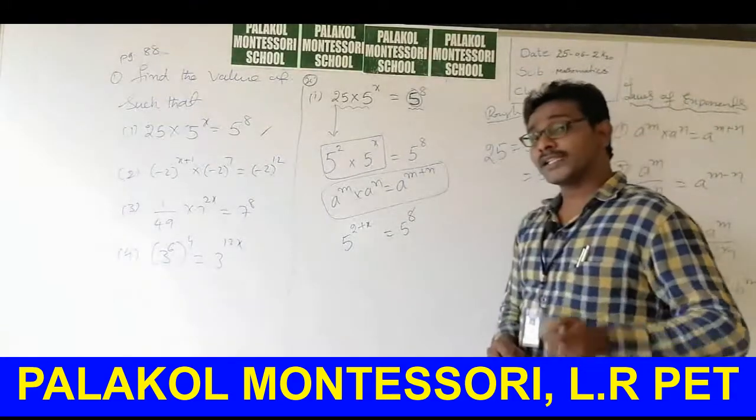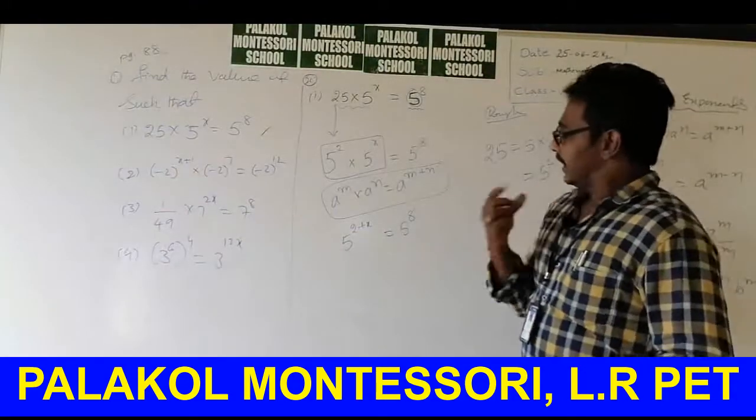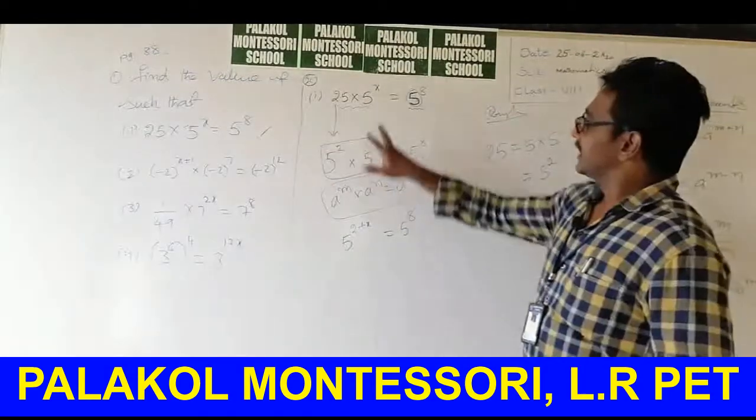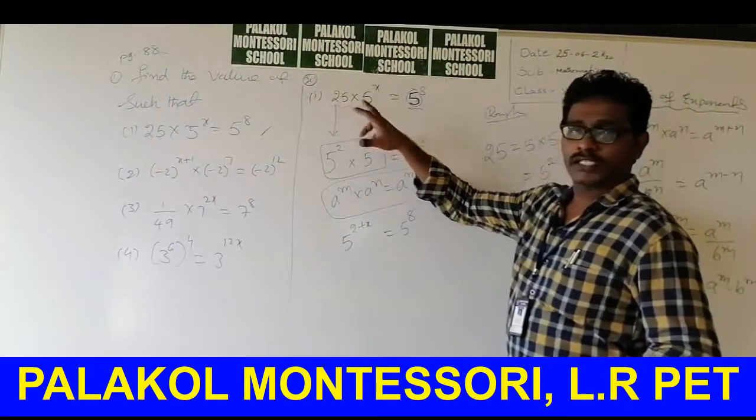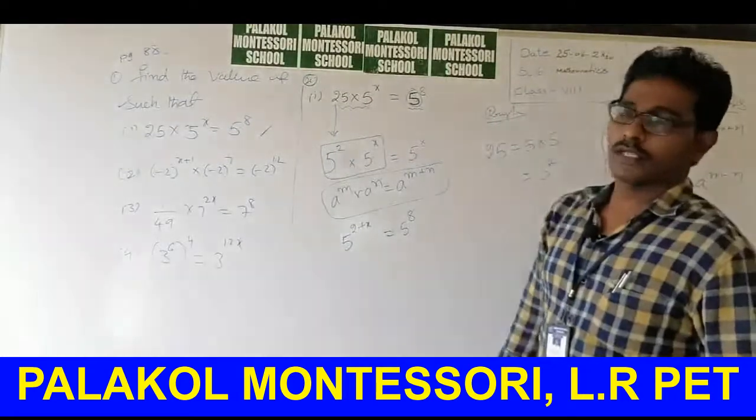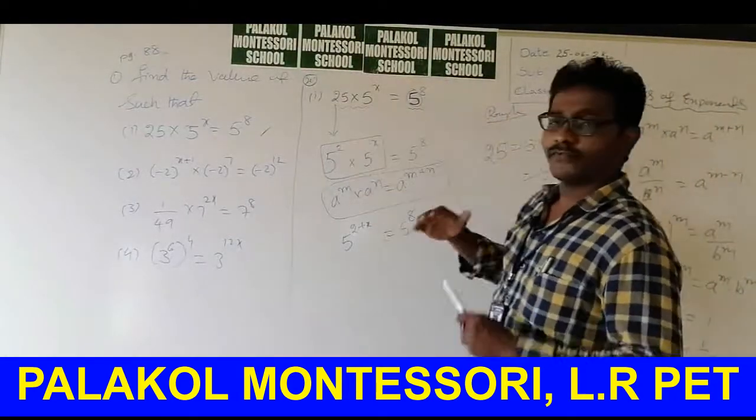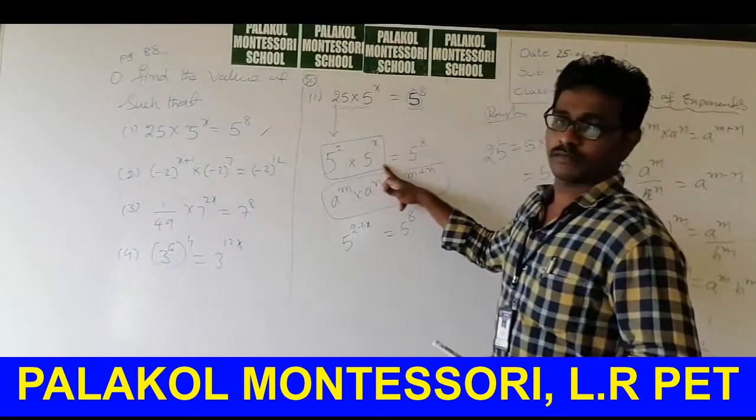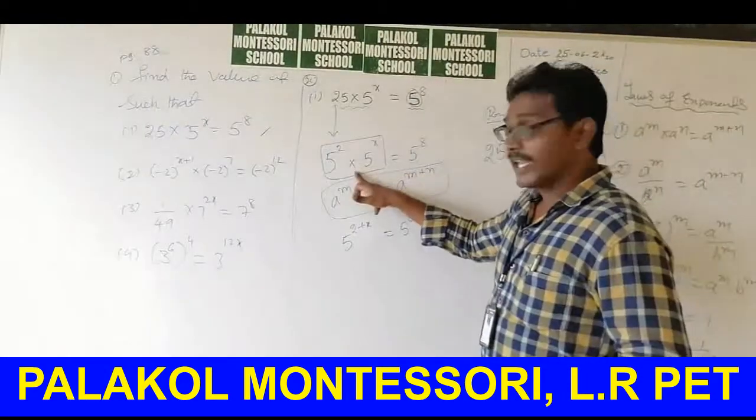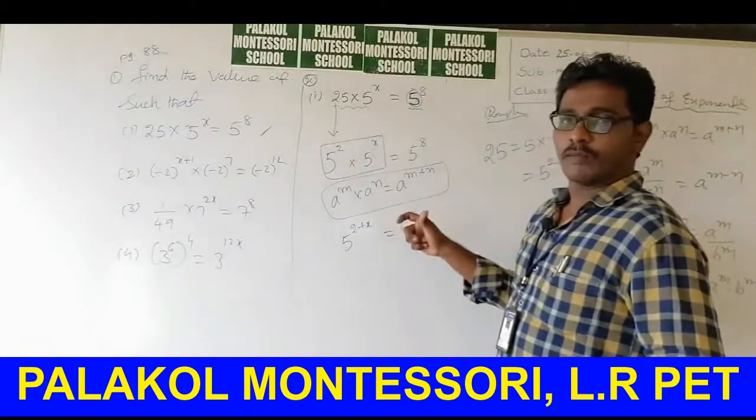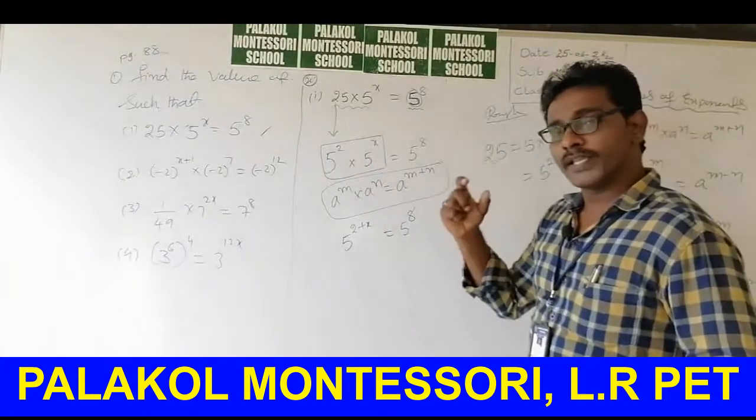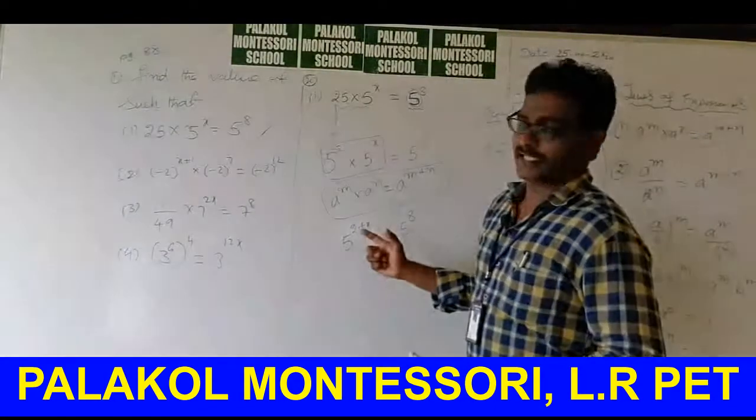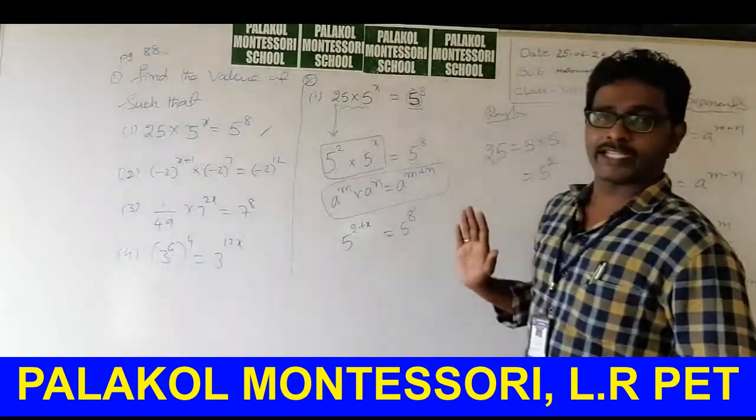Actually, the LHS had two terms, and it has become only one term. How is it possible? All the terms are changed into base terms. Here 25, I can write as 5 times 5. That is 5 squared times 5^x. Now I can apply the first formula, a^m times a^n is equal to a^(m+n). So 5^(2+x) is equal to 5^8.